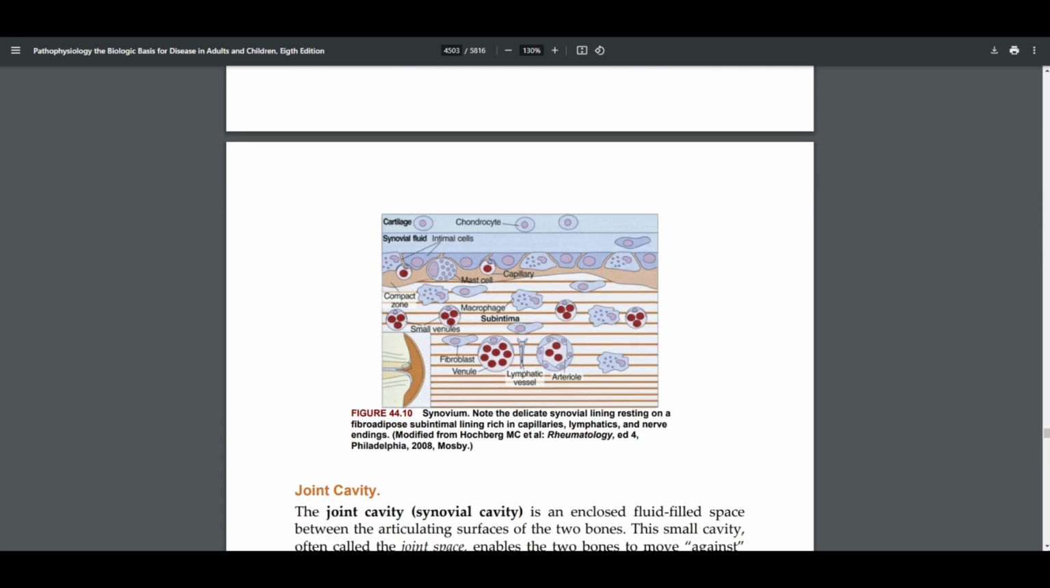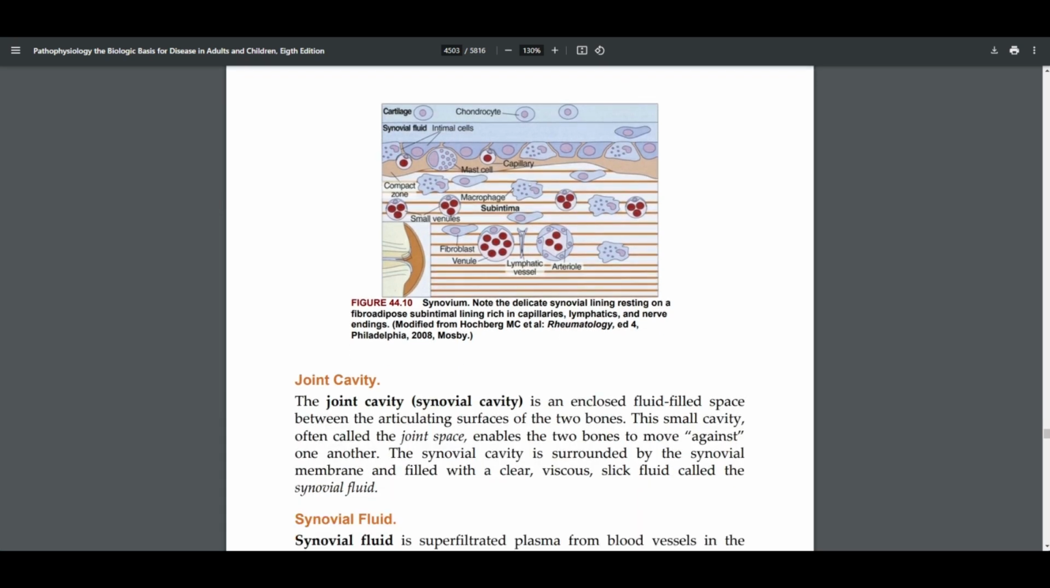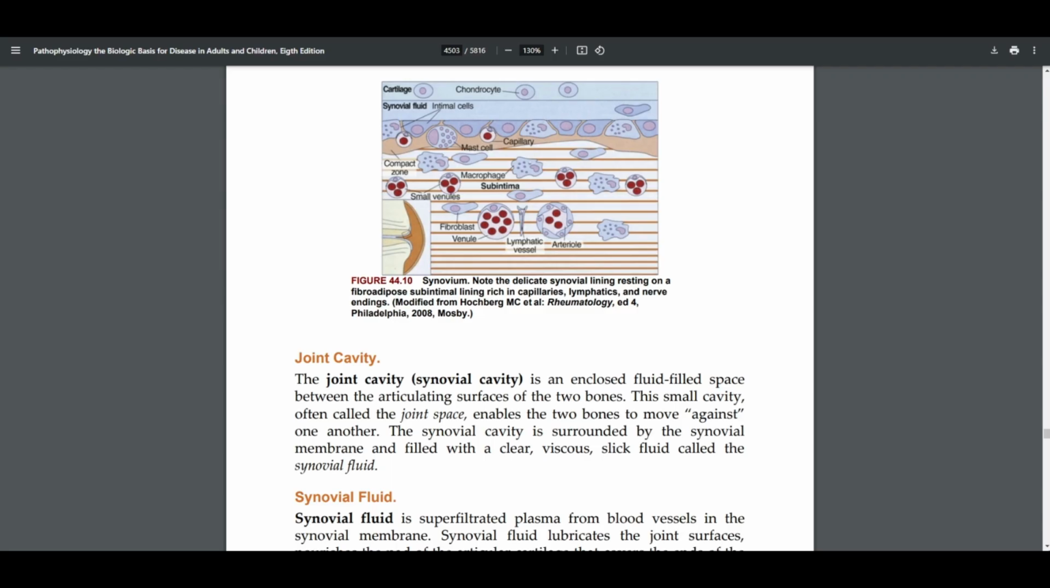So, here is a picture of the synovium. Again, good spot, hit pause, take a look, do a quick refresher.